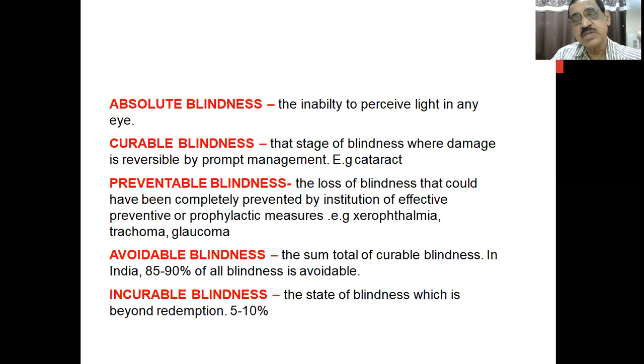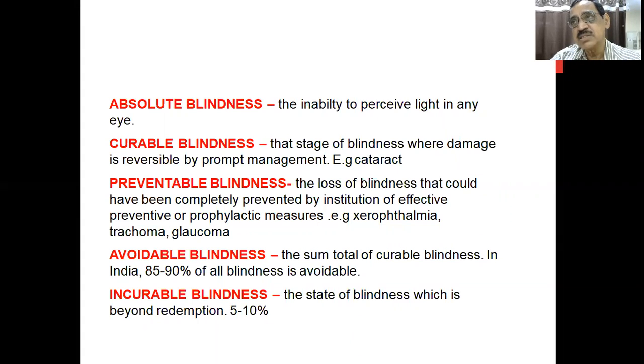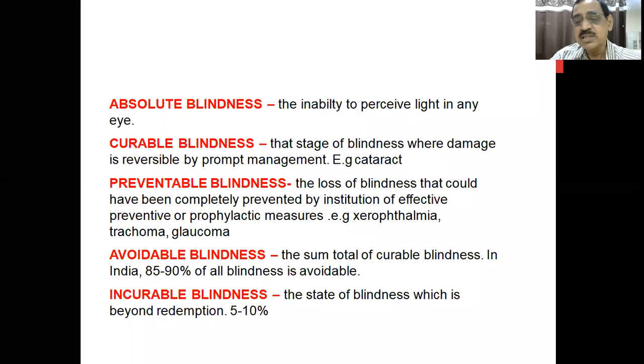If we operate and put in a PCIOL, the patient will start having good vision, even 6/6 in most of the cases. And preventable blindness is the loss of vision that could have been completely prevented by institution of effective measures at the earliest stage, such as xerophthalmia, trachoma, and glaucoma. And avoidable blindness, the sum total of curable and preventable blindness, is around 85 to 90%. Incurable blindness is where we cannot do anything, such as anophthalmos, congenital abnormalities, congenital hypoplasia of the disc. These are incurable blindness.